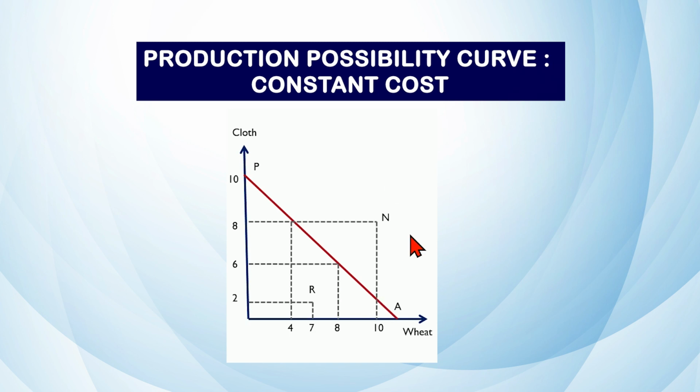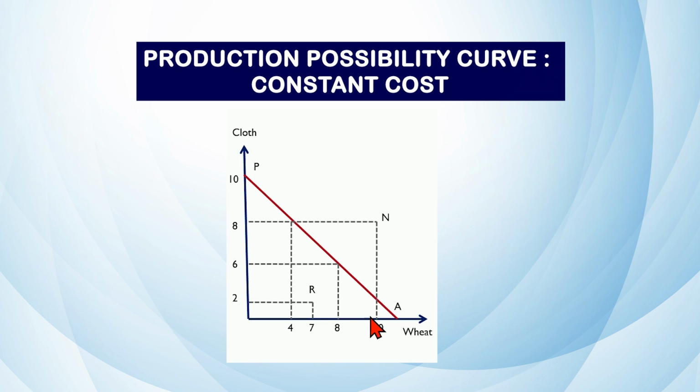Now, consider another point, N. What does N give me? I can produce 10 units of wheat and I can also produce 8 units of cloth. But the point is that I cannot produce 8 and 10 units of these two goods simultaneously, because that combination takes me to a point N which is beyond this PA line. So if I want to produce 8 units of cloth, then I can at most produce 4 units of wheat.